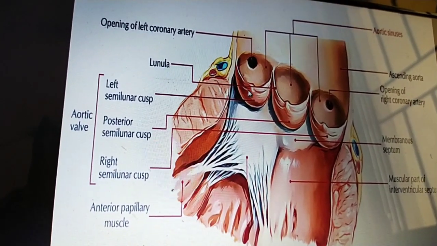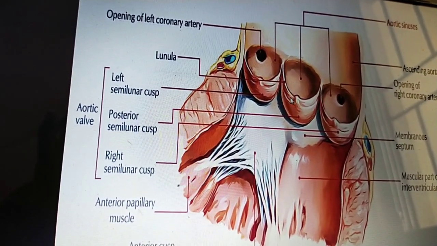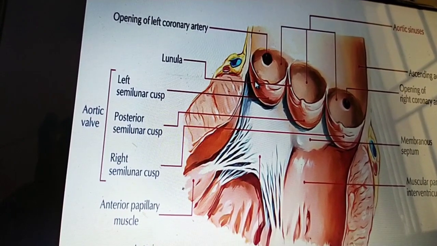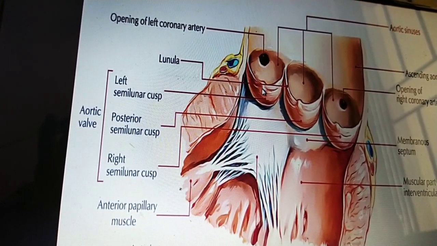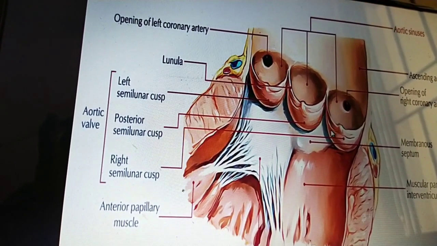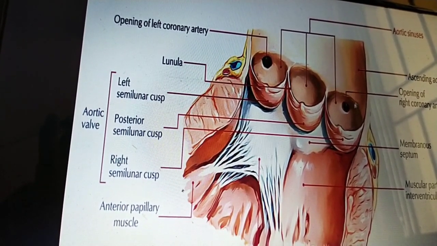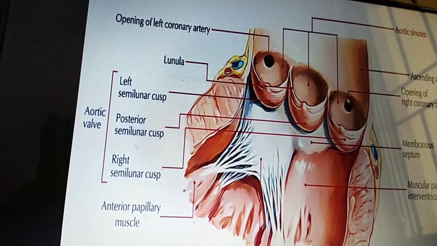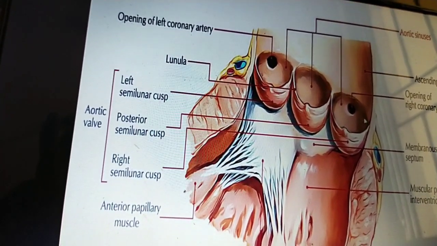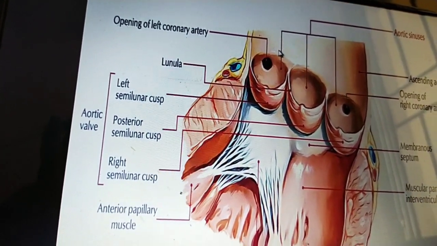These are 3 in number. This is the aortic wall. This is the left semilunar cusp, this is the posterior semilunar cusp, and this is the right semilunar cusp. The junction between the ascending aorta and this dilated part of the aortic root is called the sinotubular junction.